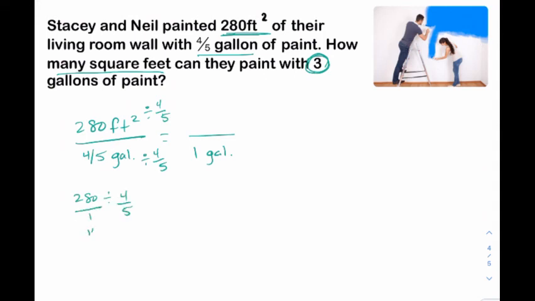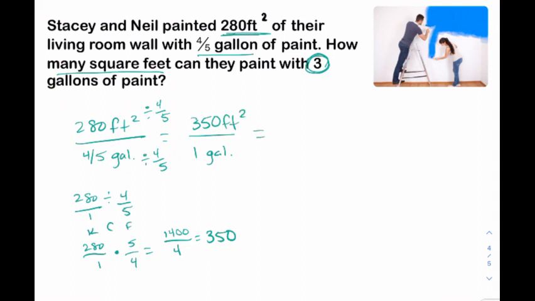We can keep our 280 over 1, change division to multiplication, and flip 4/5 to 5/4. Now we can multiply straight across. 280 times 5 is 1,400. 1 times 4 is 4. 1,400 divided by 4 equals 350. So right now we know that with 1 gallon of paint, they can paint 350 feet squared of the wall.